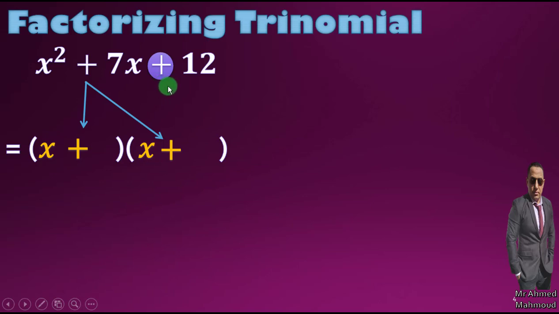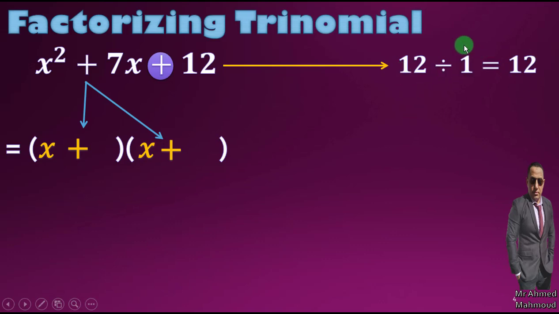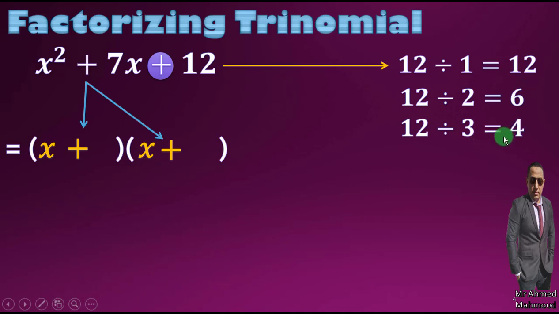The next step, I'm going to factorize 12. What does it mean, Mr. Ahmed? Factorize 12 means change 12 into a product. Like this: 12 divided by 1 equals 12, so 12 equals 1 times 12. And also 12 divided by 2 equals 6, so 12 equals 2 times 6. 12 divided by 3 equals 4, so 12 equals 3 times 4, and so on. But I'm going to stop here because 12 divided by 4 equals 3 and I'm going to repeat. So I will stop here. After that, I need to find two numbers here and here.